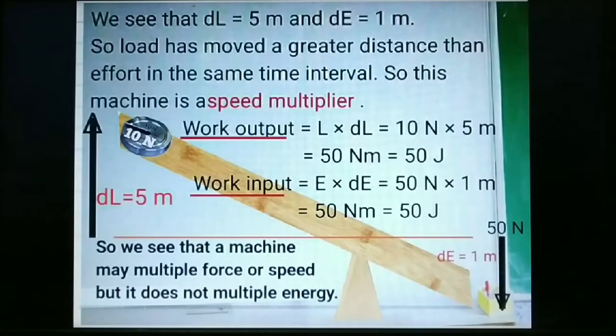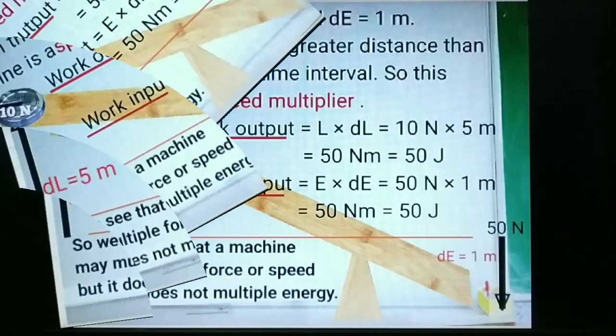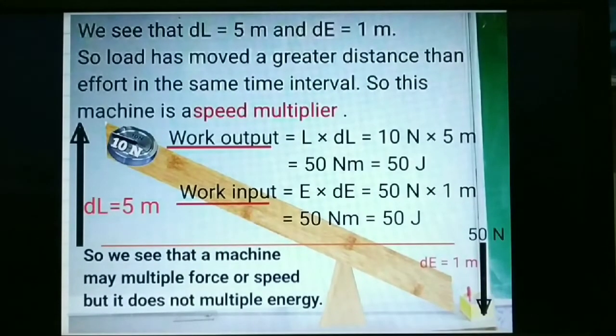Now the work output, load into displacement of load, 10 Newton into 5 meter, that is 50 Newton meter or 50 joule. Here the work input, effort into displacement of effort, that is 50 Newton into 1 meter, that is 50 Newton meter, that is 50 joule. So we see that a machine may multiply force or a machine may multiply speed, but it does not multiply energy.